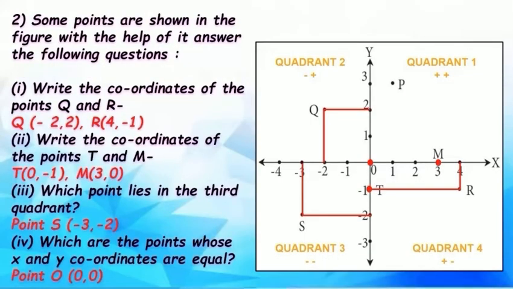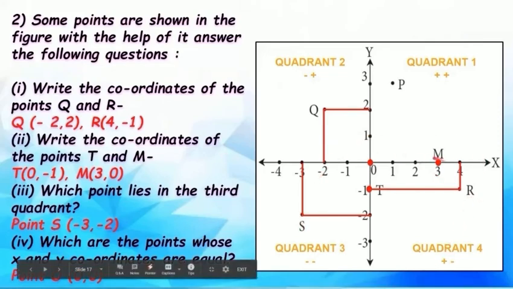Next, question number 2. Some points are shown in the figure. With the help of it, answer the following questions. First one, write the coordinates of points Q and R. So we have to find out what are the coordinates of points Q and R which have been given in this figure here.